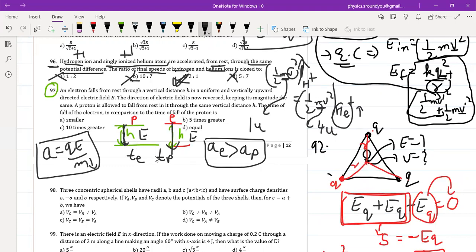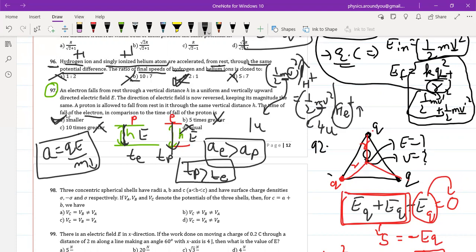So which will take more time? Proton is going to take more time since its acceleration is less. It will reach slowly, whereas electron is just going to drop instantaneously. So electron is going to take less time than the proton. Look at the options. Time of fall of electron should definitely be smaller. It can't be equal, it can't be greater. So the right option is 97 goes with A.